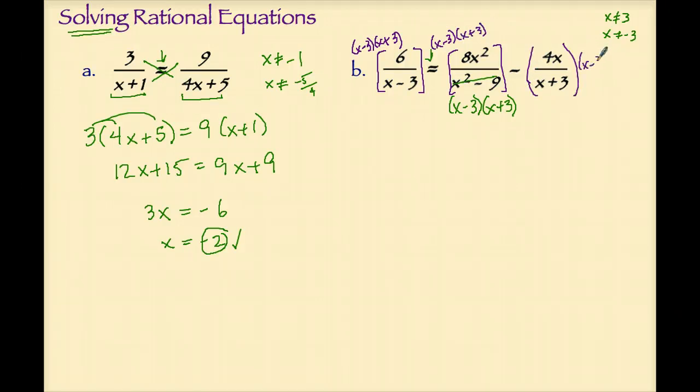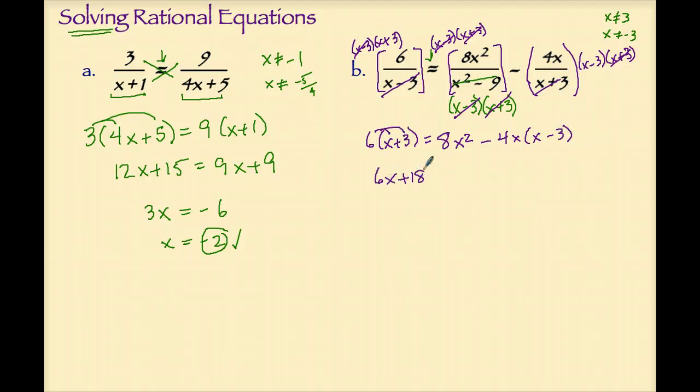And finally, x minus 3, x plus 3 to this term. Now notice what cancels. In the first term, the x minus 3's cancel, leaving 6 times x plus 3 on the left side of the equation. On the right side, the entire denominator cancels out, just leaving 8x squared. And for this last term, the x plus 3 cancels, leaving a -4x times the quantity x minus 3. Let's distribute. We end up with 6x plus 18. On the right side of the equation, we end up with 8x squared minus 4x squared plus 12x.